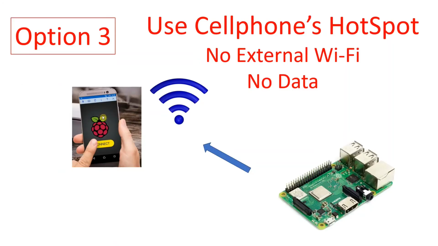We managed to accomplish this task. Now the cell phone is a hotspot. Even though we don't have data, we don't have internet, we are able to connect to the Raspberry Pi because this is now the router and it issues an IP address to the Pi, and we use this IP address through VNC from the phone to connect to the Pi and control it.